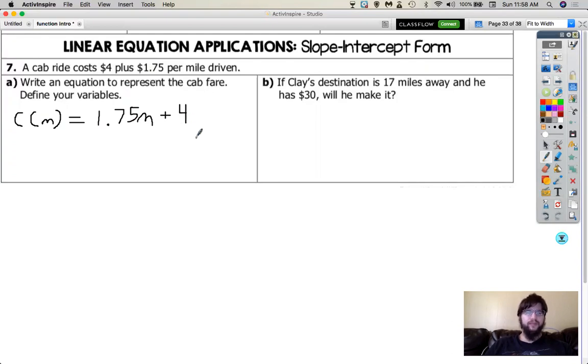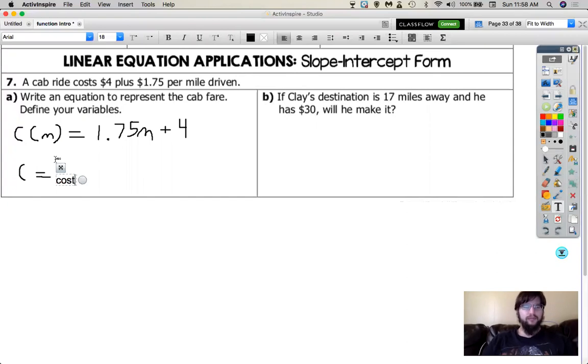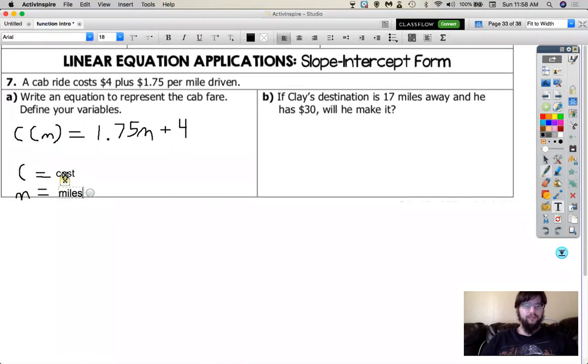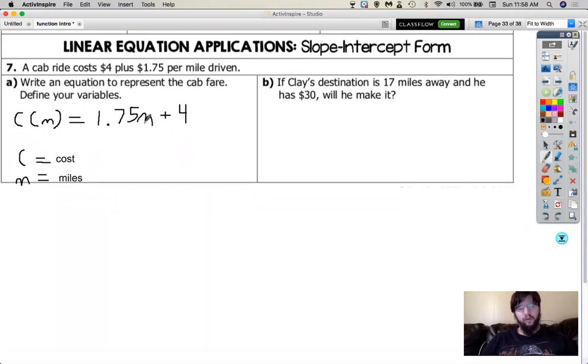Let's look at this equation. C of M. C is our cost. M is the miles. So this is in slope-intercept form. Remember, f of x, c of m, whatever, it doesn't matter what you call it. That is y. That's your output. Y equals a number times our variable, mx, in this case our x is an m, plus b. So what does that b really mean? B is the y-intercept. So that's the cost if we don't go anywhere. So if you get in the cab and get right back out, you're going to have to give the dude $4. That is how it is.